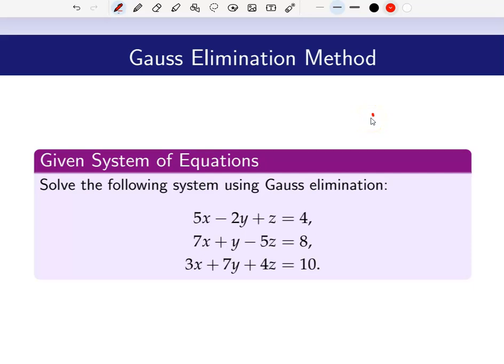Today I'll solve a system of linear equations using the Gauss Elimination Method. The system contains 3 equations and 3 variables. So here are the equations: 5x minus 2y plus z is equal to 4, 7x plus y minus 5z is equal to 8, 3x plus 7y plus 4z is equal to 10. Here our objective is to reduce this system to an upper triangular matrix and then apply back substitution to find the values of x, y and z.